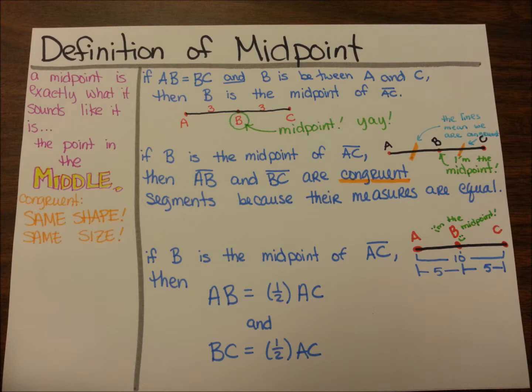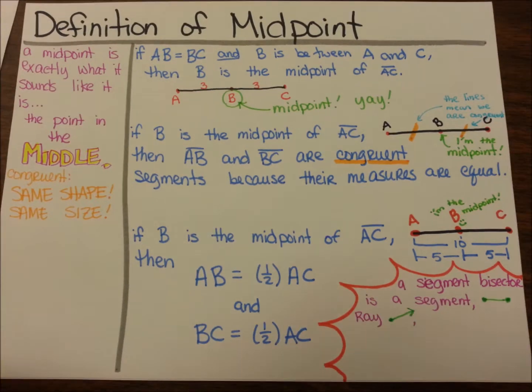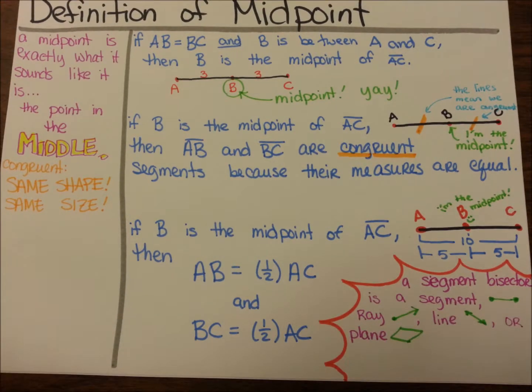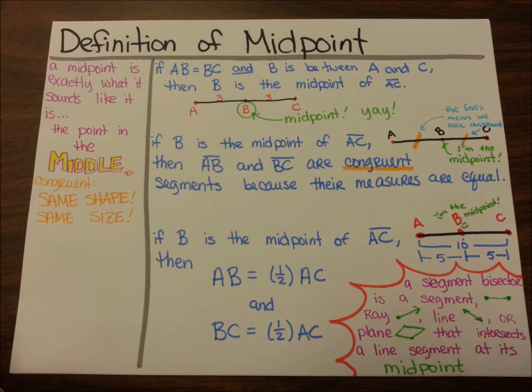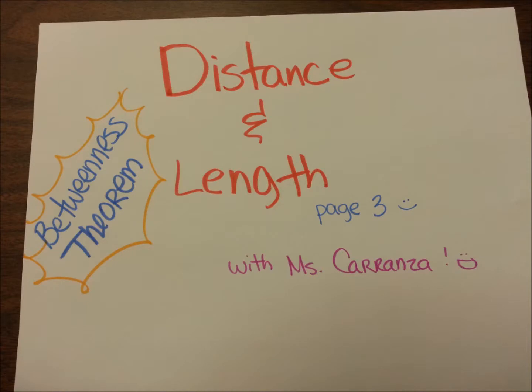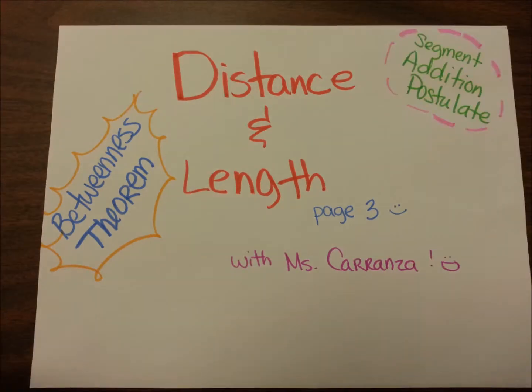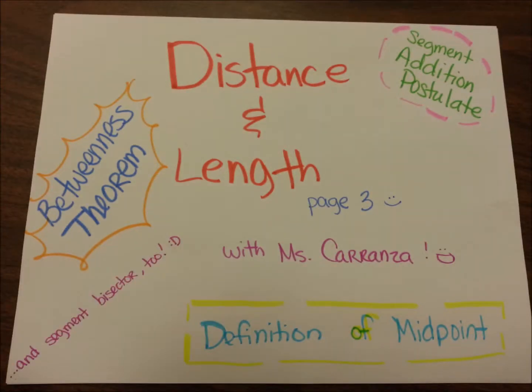This definition of midpoint allows us to create a new word, a segment bisector. A segment bisector is a segment, a ray, a line, or a plane that intersects a line segment right at its midpoint. And that's it. We've gone over the betweenness theorem, the segment addition postulate, and the definition of midpoint, with our little special hint of creating the definition for a segment bisector.